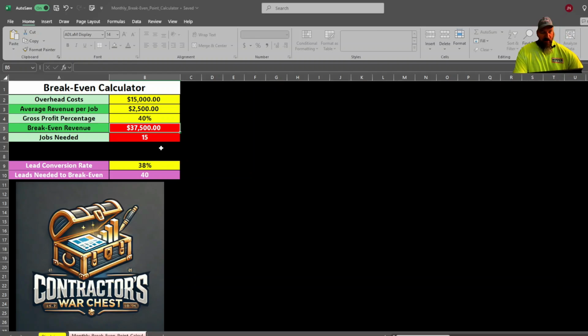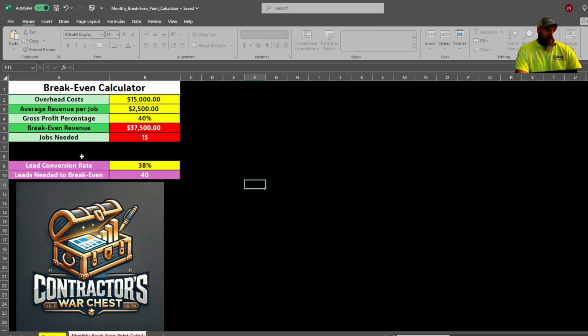37,500. All right, so jobs needed. You need 15 jobs a month to cover your break even point amount. And that's anticipating that all the jobs you're going to get are right at the $2,500 mark. All right.